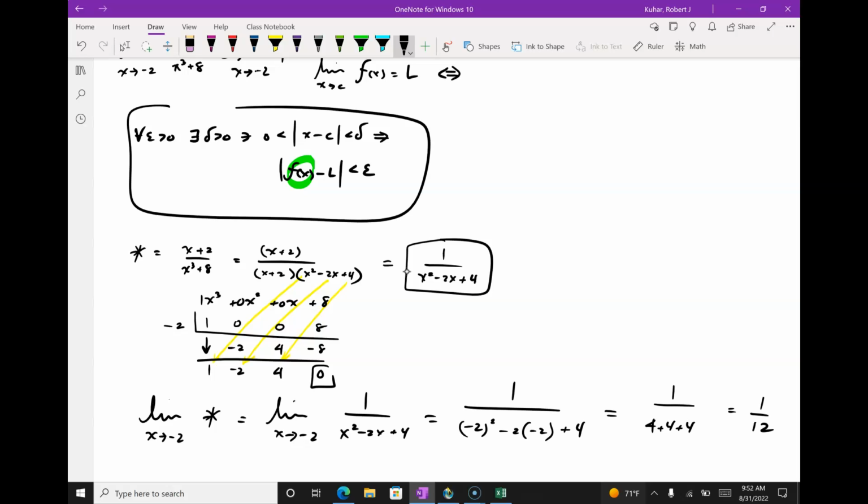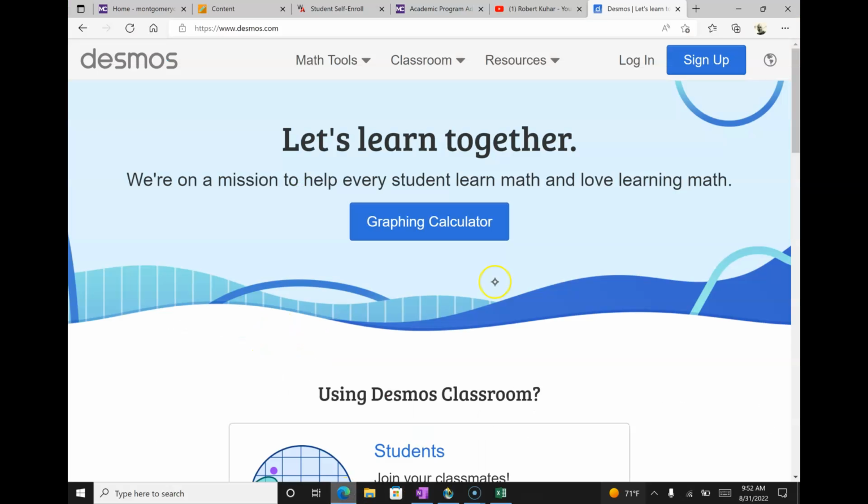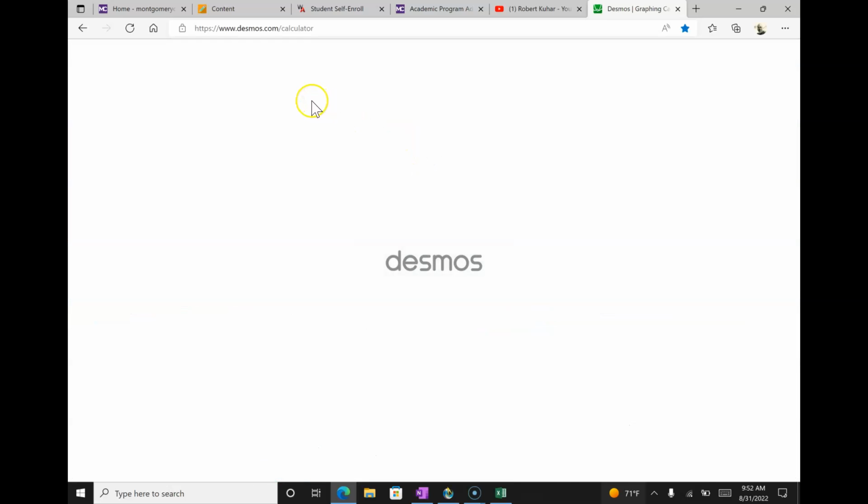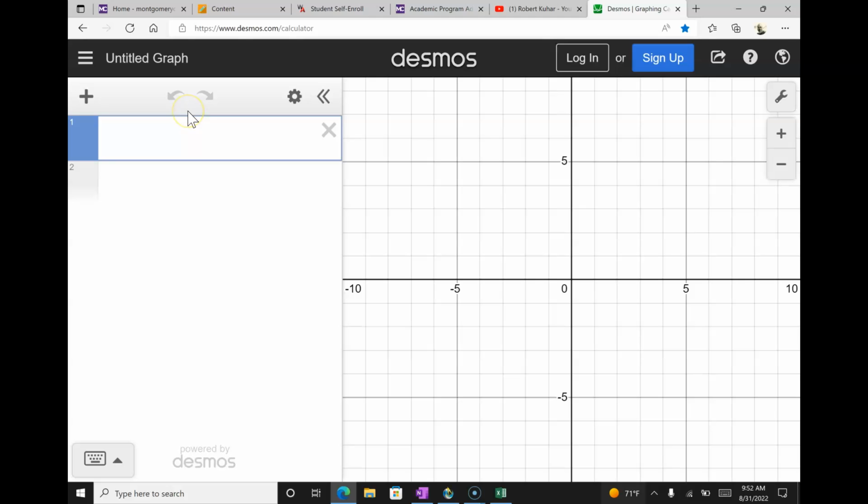So if you haven't done synthetic division in a while, it's fine. I'm going to do long division next. Just do a quick recap of it. Let's check how to check this. So Desmos, everybody. I'm going to graph the function. What did I have? X plus 2, all divided by x cubed plus 8.